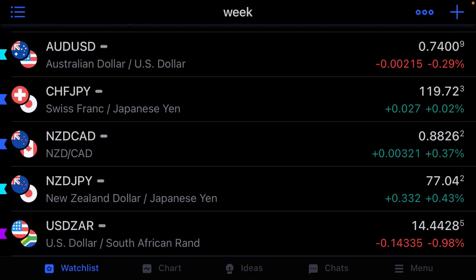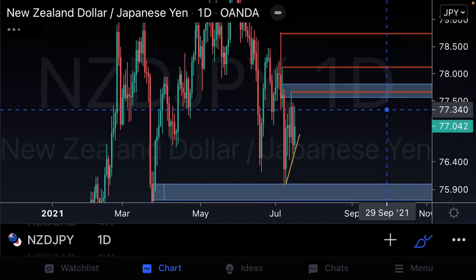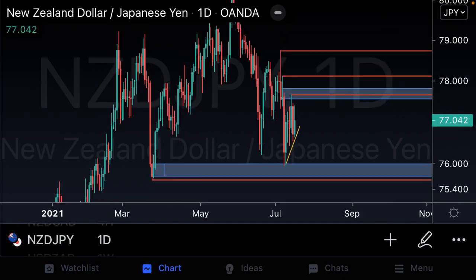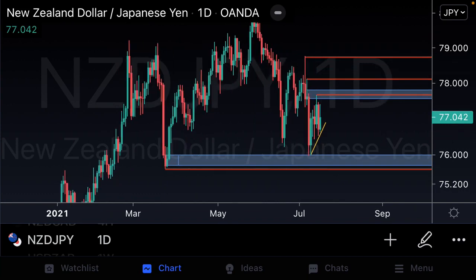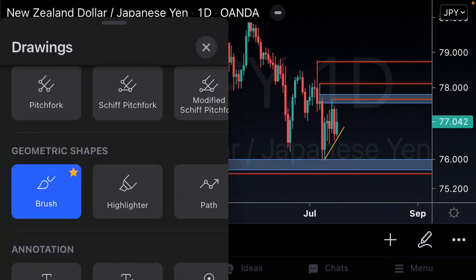Now that we've spoken about AUDUSD, guys, let's get on to the last pair that we're going to have a look at, and that is New Zealand Dollar JPY. Now on New Zealand Dollar JPY, we'll hop up to the daily just so that we can observe and highlight our important key structural areas.